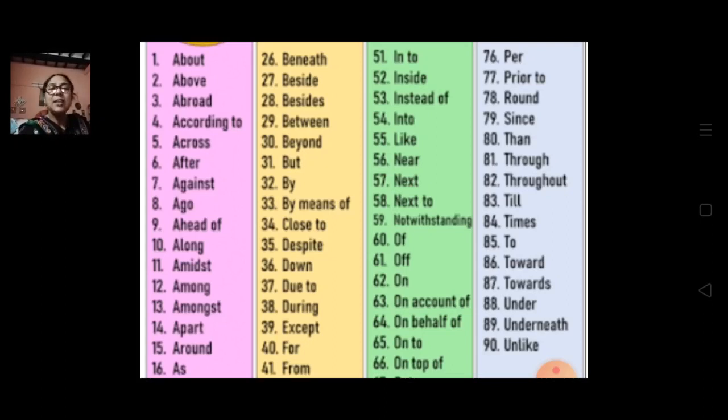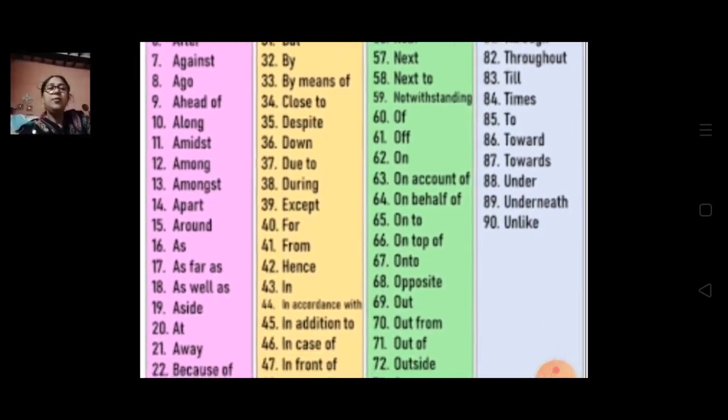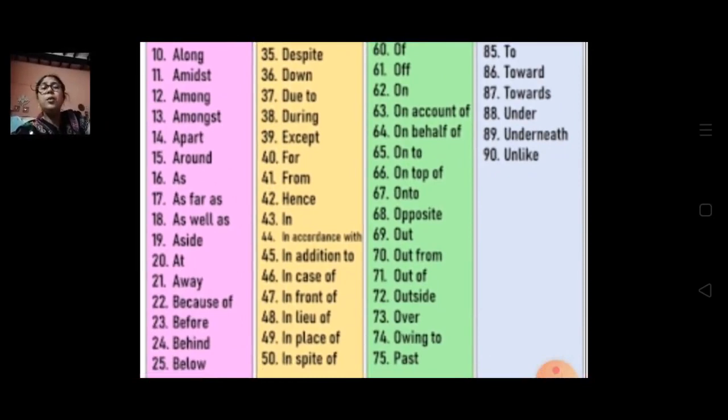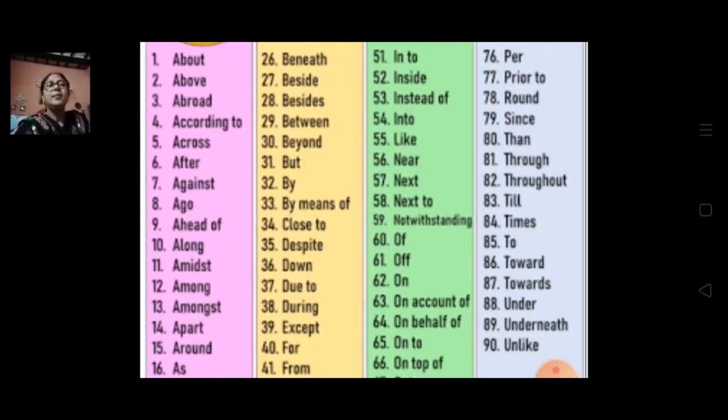notwithstanding, off, on account of, on behalf of, on to, on the top of, out from, out of, outside, over, past, per, prior to, round, since, than, through, throughout, till, times, to, toward, towards, under, underneath, unlike. So these are all prepositions we are using in various ways.